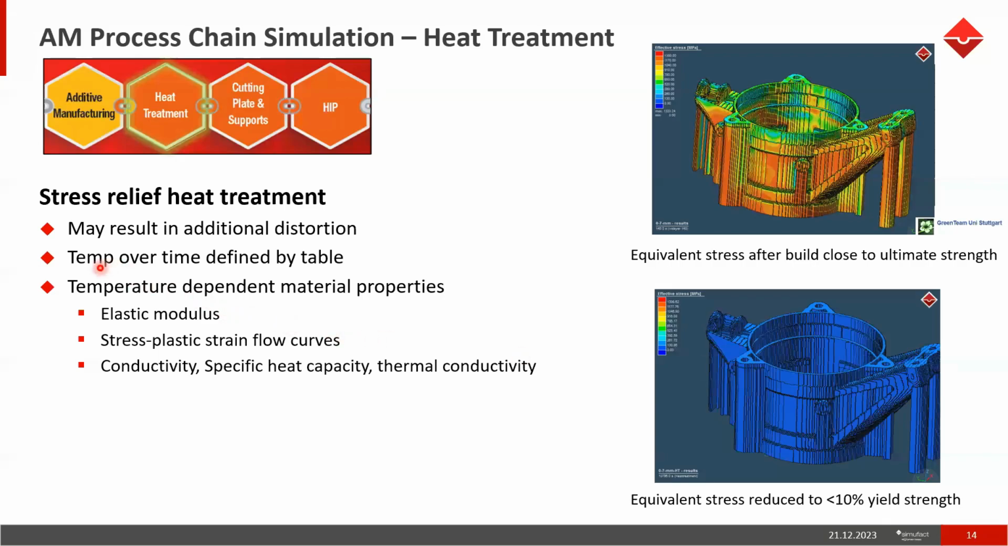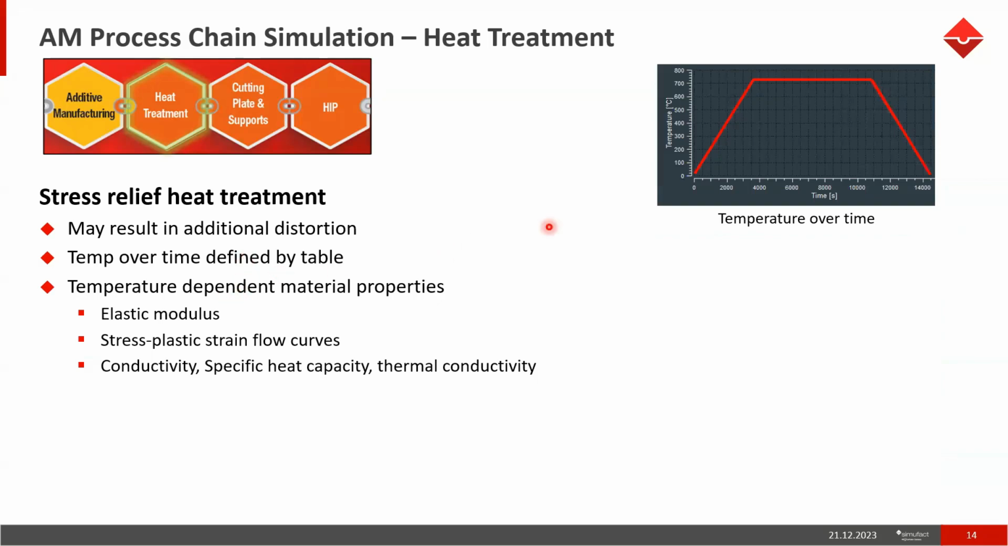Okay. So you can see the temperature versus the time cycles. You can define your heating rate, then the subsequent stage, and then the cooling can be given as a table here to simulate your heat treatment process actually. Okay. So heat treatment can cause additional distortion in the parts. So this kind of effects can be captured. Then the temperature or time defined by the table.